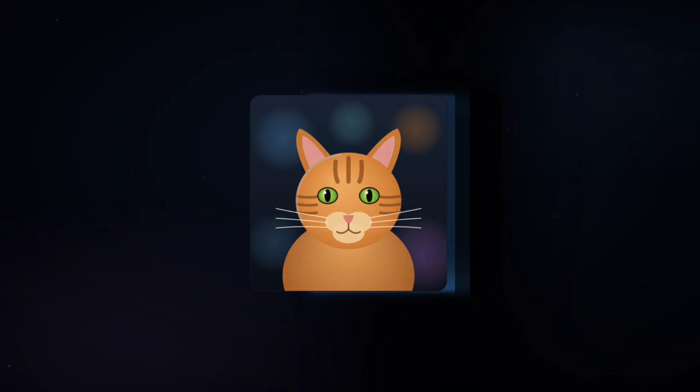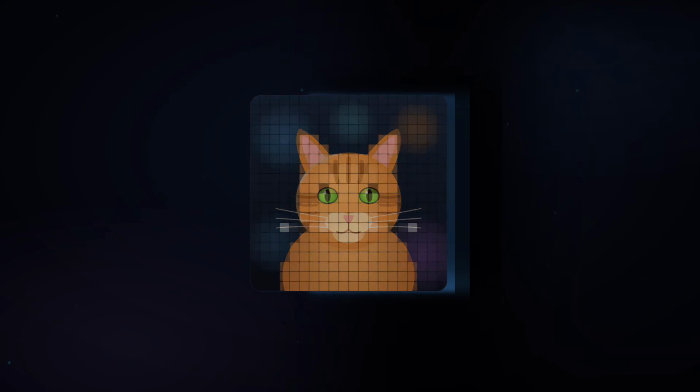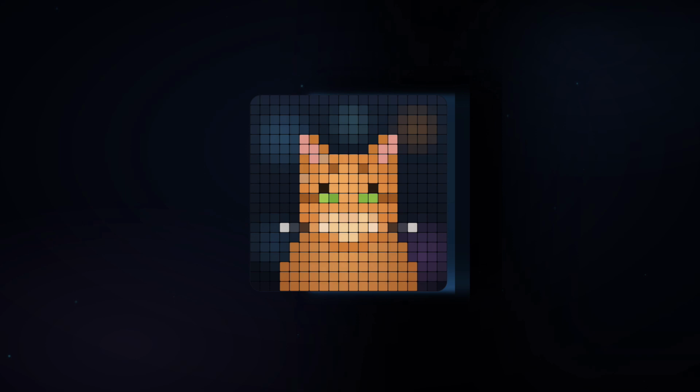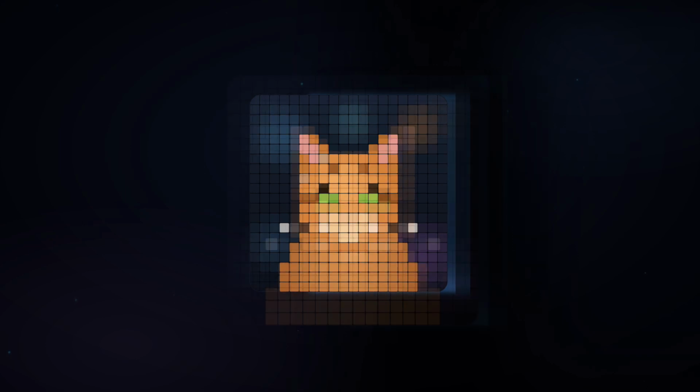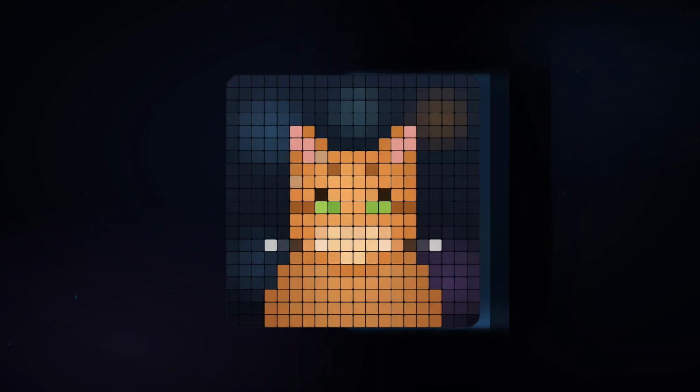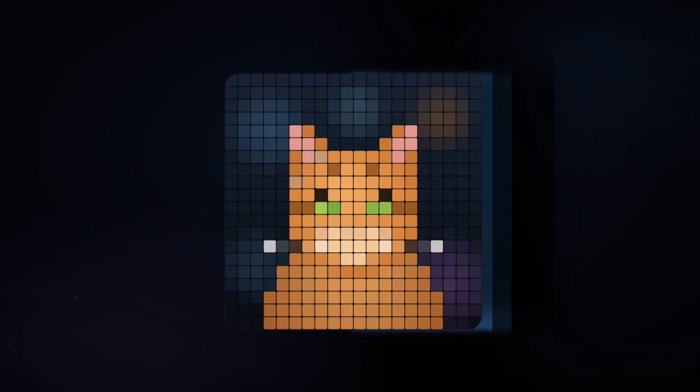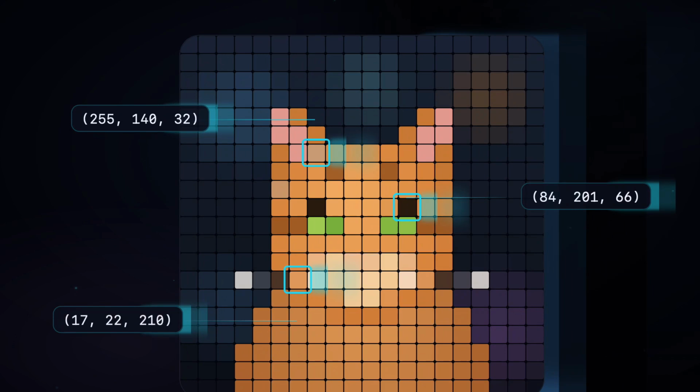If we keep zooming into this image, eventually the cat disappears. The fur disappears, the eyes disappear. Everything turns into a giant grid made up of tiny squares called pixels. To us, they're invisible, but to a computer, they're everything. Each of those tiny pixels is just a collection of numbers.